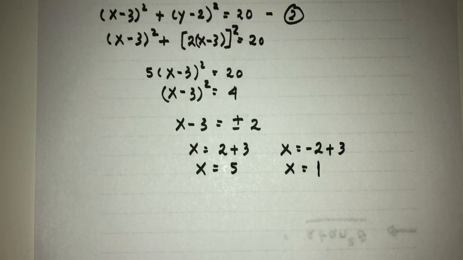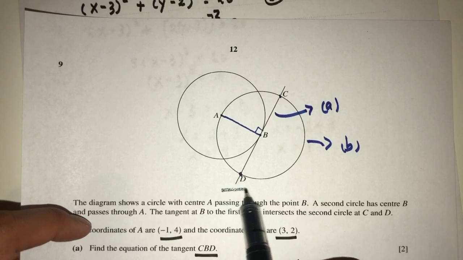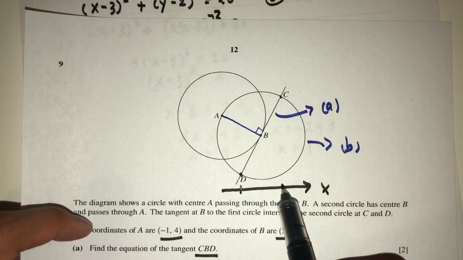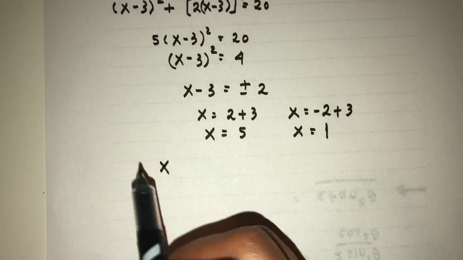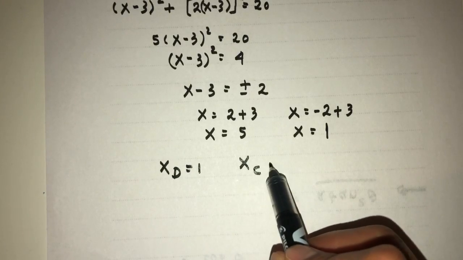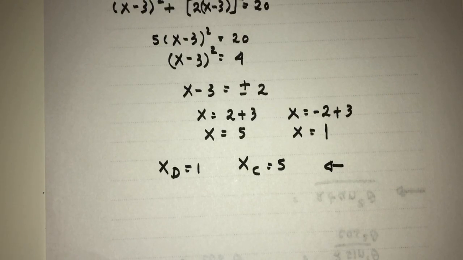Now you have to choose which one will be which. According to the diagram, you can see that if this is my x-axis, I have D first and then C. So I would choose this is 1, this is 5, right? So the x coordinate of D will be 1, x of C will be 5. That will be my answer for question number 9.